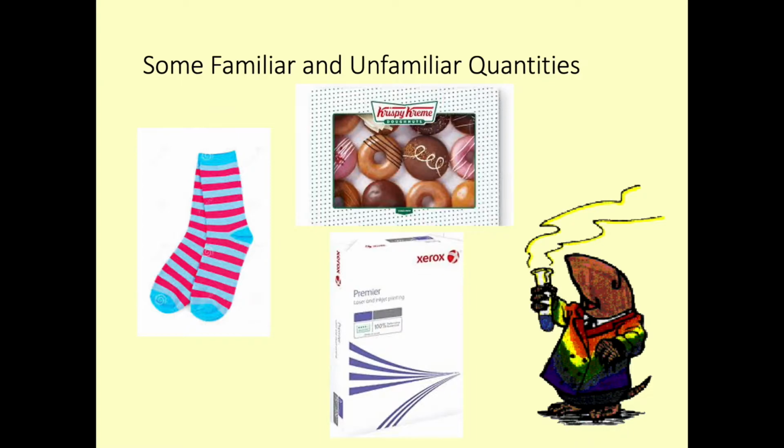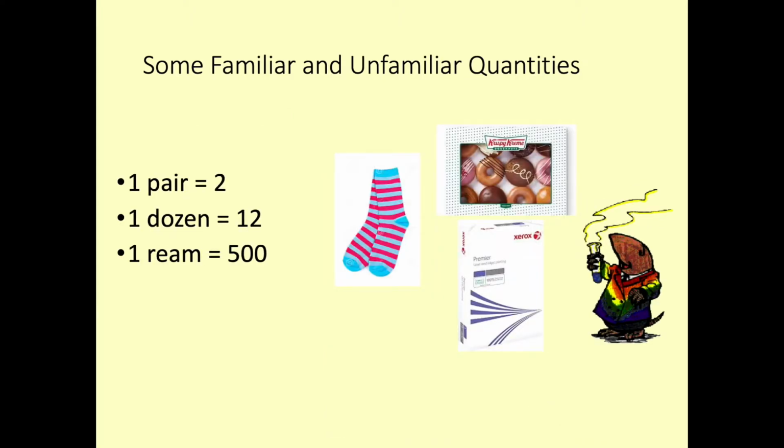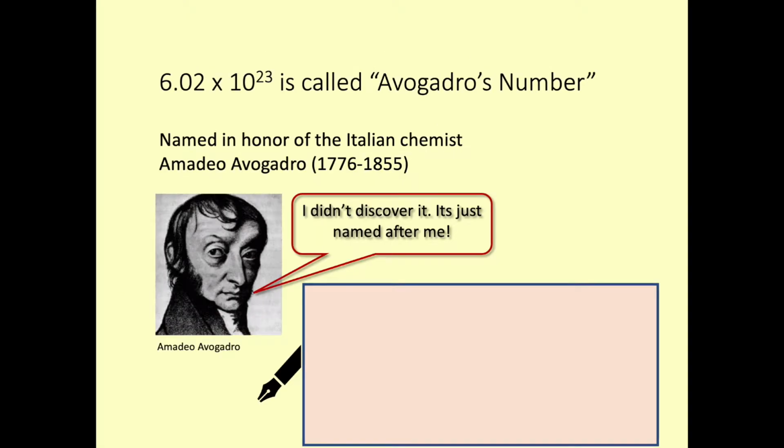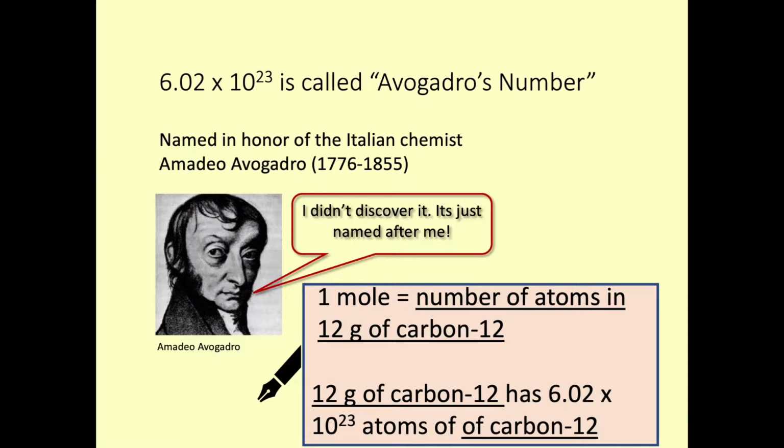So just like a pair meant 2, a dozen meant 12, a ream meant 500, we can consider our moles in the same light. So 1 mole is equal to 6.02 times 10 to the 23. So it's a massive number, and it is this specific number for a reason. It is because it's the number of atoms in 12 grams of carbon-12. So in 12 grams of carbon-12, there are 6.02 times 10 to the 23 atoms of carbon-12.